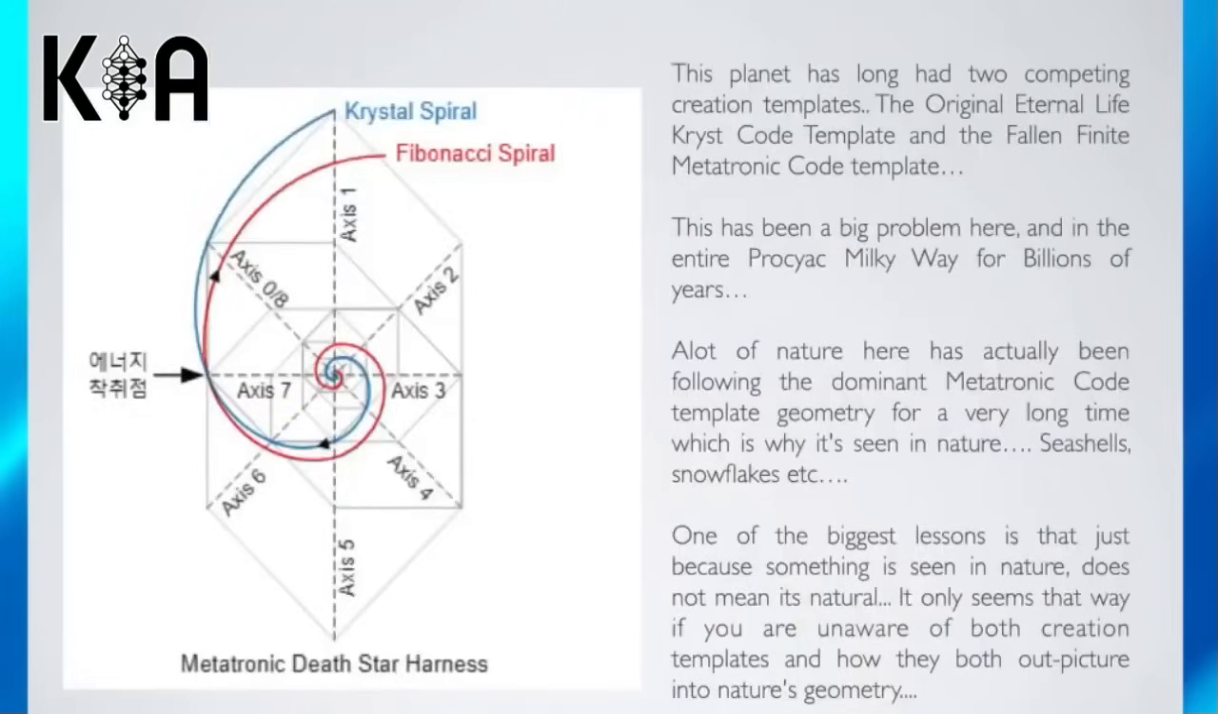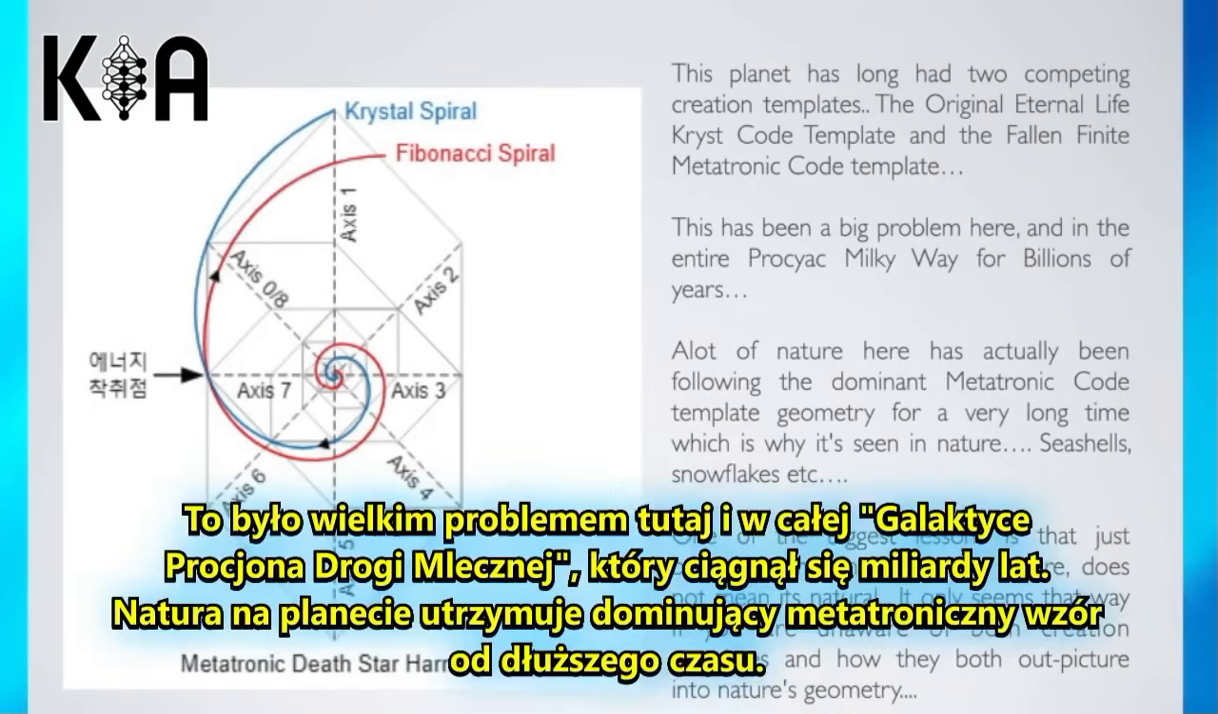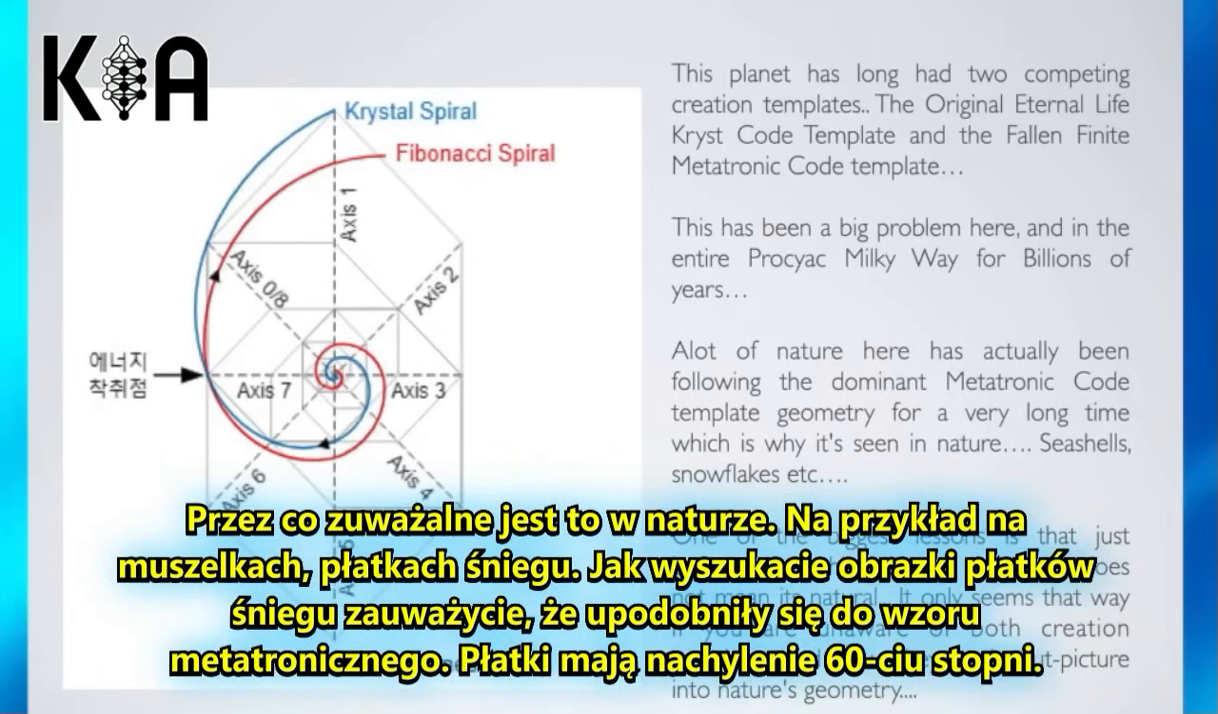So this planet has long had two competing creation templates: the original Eternal Life Christ code template and the fallen finite Metatronic code template. This has been a big problem here and in the entire Procyon Milky Way galaxy for billions of years. A lot of nature here has actually been following the dominant Metatronic code template geometry for a very long time, which is why you can see it in nature in things like seashells and snowflakes. If you just Google images of snowflakes, you can see that it's following the Metatronic code template, i.e. increments of 60 degrees.